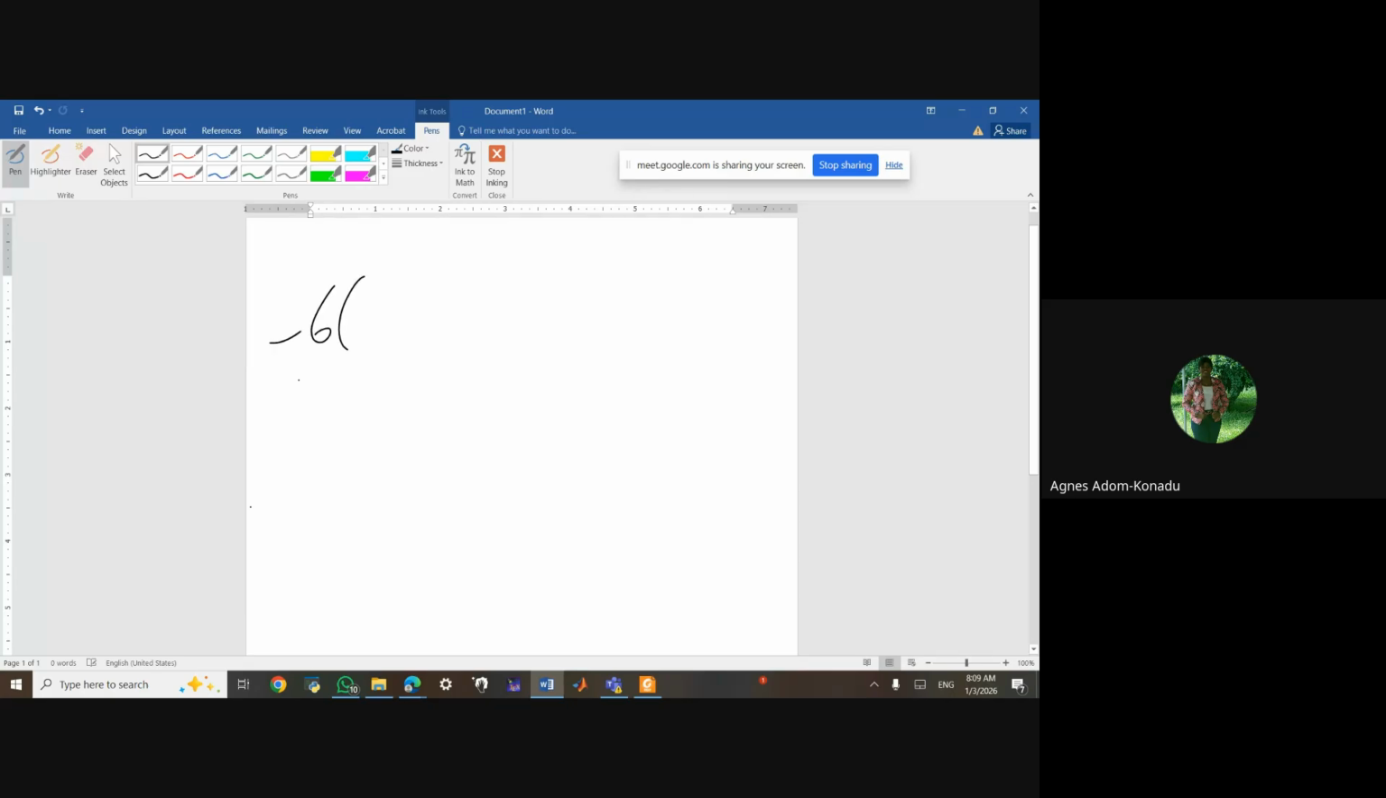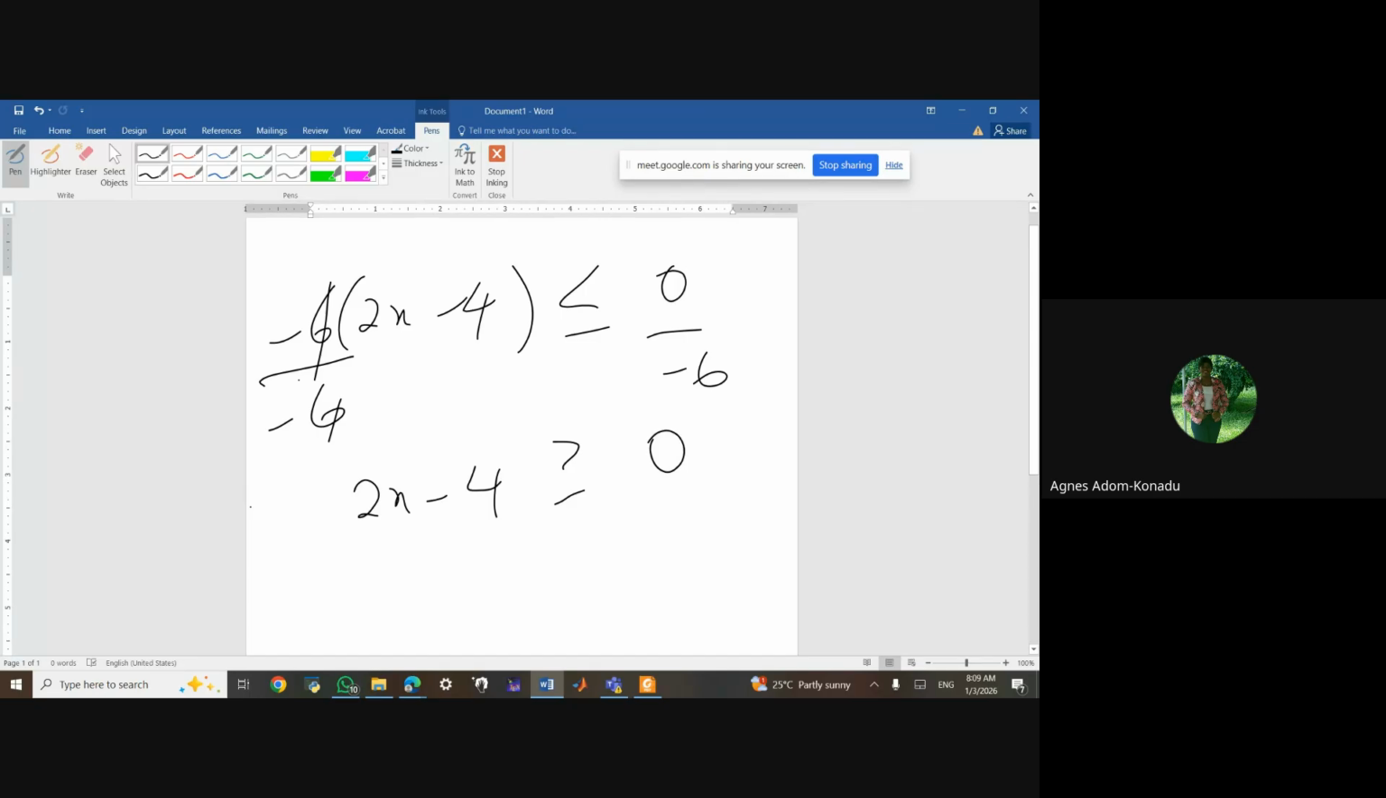I have minus 6 into 2x minus 4 less than or equal to 0. So you were told, even in SHS, that when you divide through something by a negative number, so I divide through by negative 6, and this will go. So I have 2x minus 4. Since I'm dividing through by a negative, this sign will become greater than. You don't know this? Do you know this?